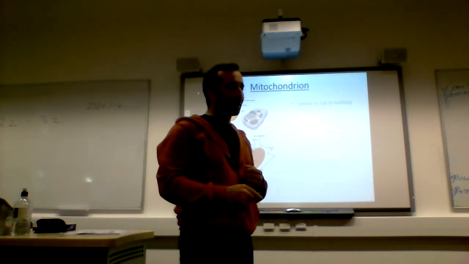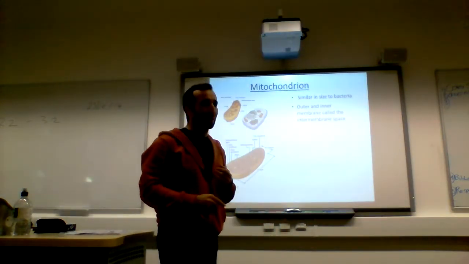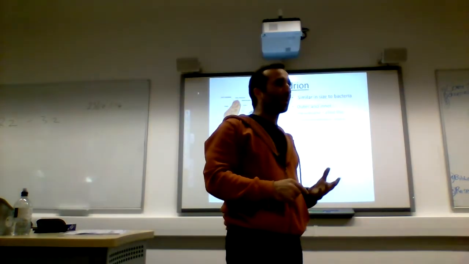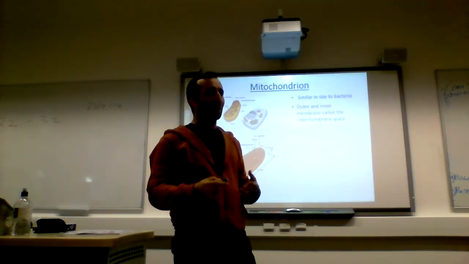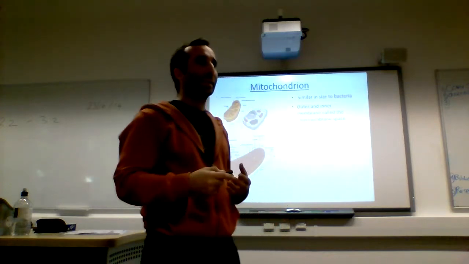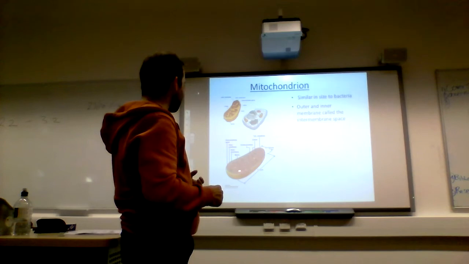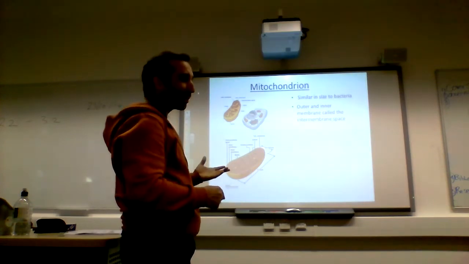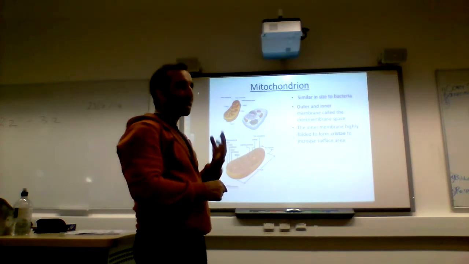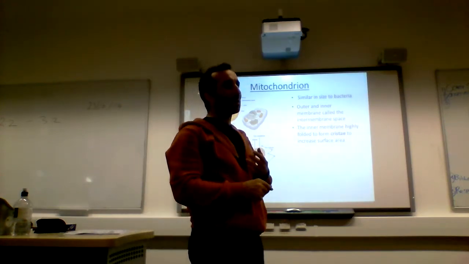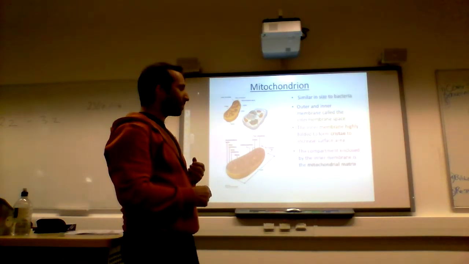Mitochondrion is similar in size to bacteria because indeed it was bacteria millions of years ago, and it was attached to the cell, and basically the cell offers protection, whereas the mitochondria will offer the opportunity to create energy for the cell. The space between the outer and inner membrane is called the intermembrane space, and the membranes are very similar to the phospholipid bilayer. The inner membrane is highly folded to form cristae to increase surface area for cellular respiration. The compartment enclosed by the inner membrane is the mitochondrial matrix.